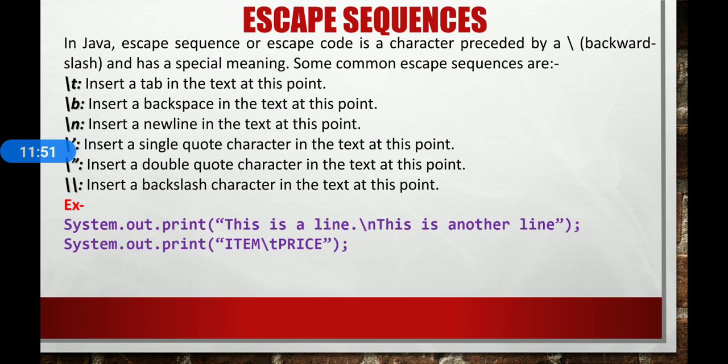Here, item \t price means the gap between the item and price text is one tab space. Now this is a double backslash, so it will display the backslash in the output. The first backslash removes the special meaning, and the second one displays it.